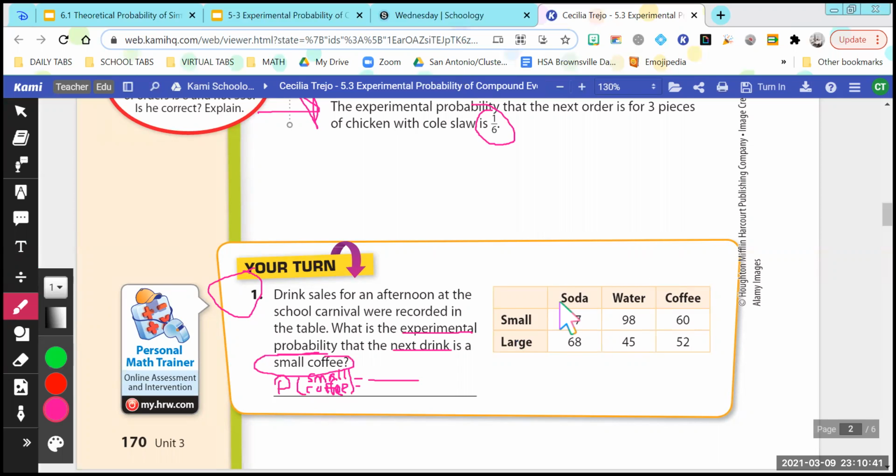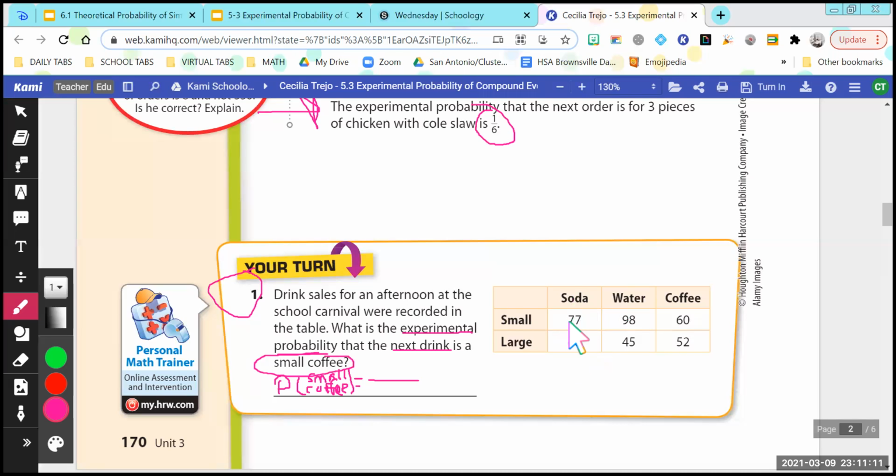Okay. And they offered three types of drinks. You could get a soda, you could drink some water, or you can drink some coffee. All right. So you could get a small soda, a small water, a small coffee, or a large soda, a large water, or a large coffee. So you had six outcomes to choose from, right? You had six options. And this was what they had observed. Okay.